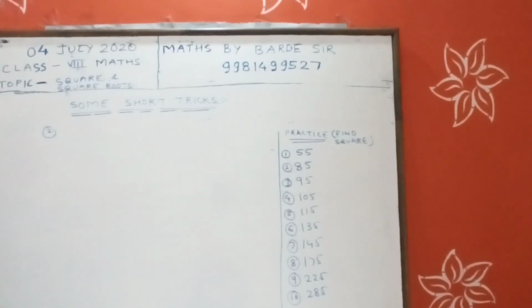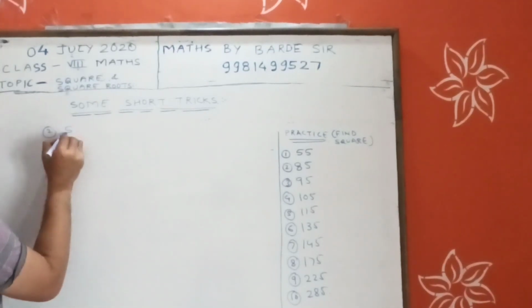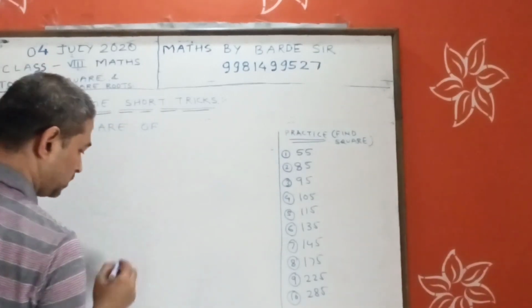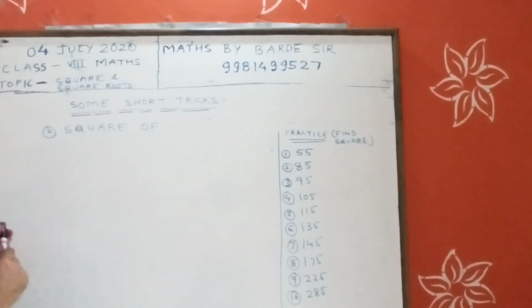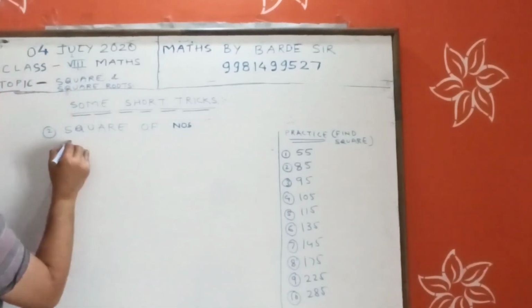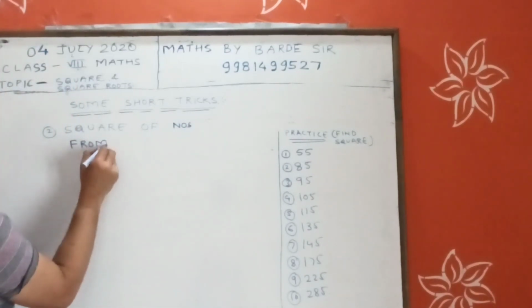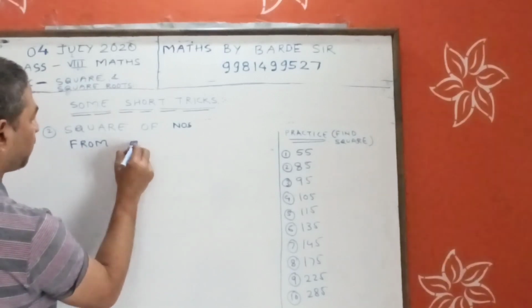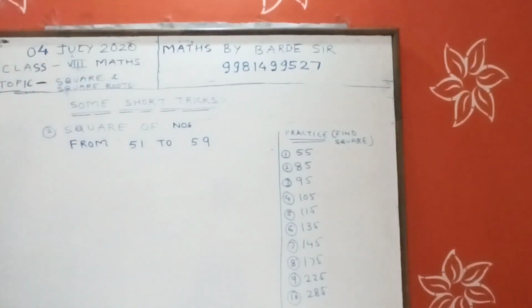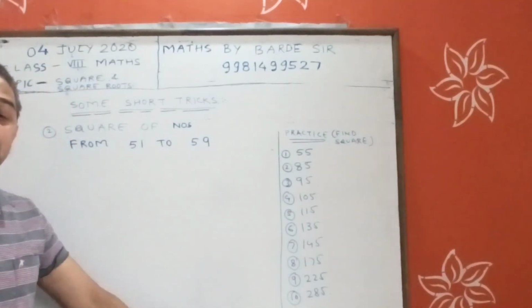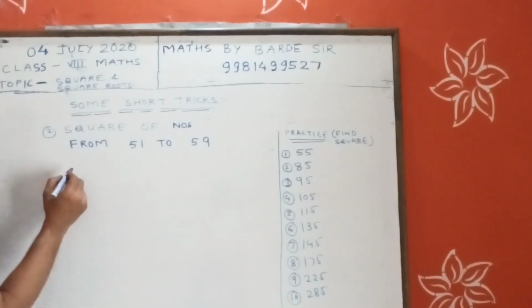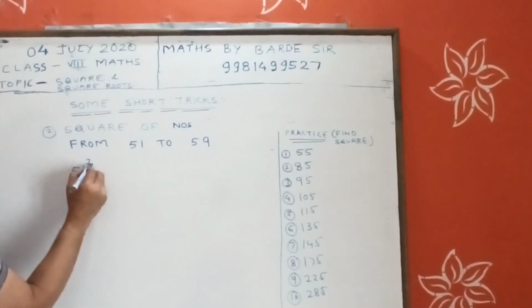Second one, square of numbers from 51 to 59. 51 से 59 तक के नंबर्स के स्क्वायर निकालना है आपको. अ वेरी सिंपल वन. अगेन सी 51 स्क्वायर.